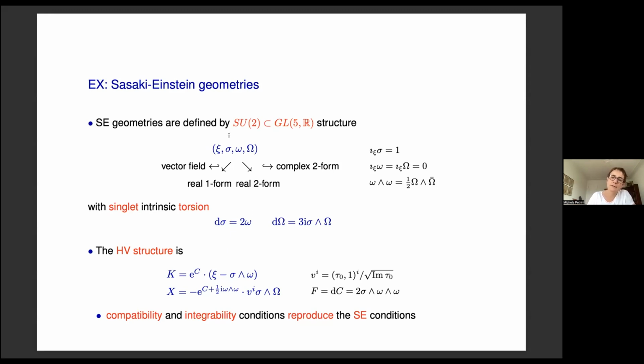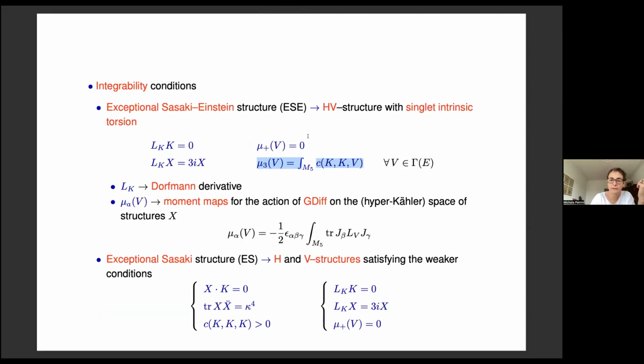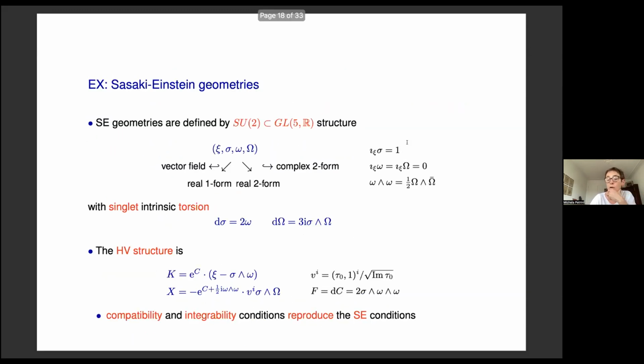So the standard SU(2) structure in a Sasaki-Einstein manifold embeds as an exceptional Sasaki-Einstein structure. The vector K contains the vector and the real form omega, while the X contains the holomorphic form. And then the C is the four-form potential of our solution. And if we impose on these objects the compatibility conditions and the differential conditions here, we recover exactly what we know, which are the SU(2) structure conditions for the Sasaki-Einstein manifolds, which are equivalent to the N=2 supersymmetry condition.